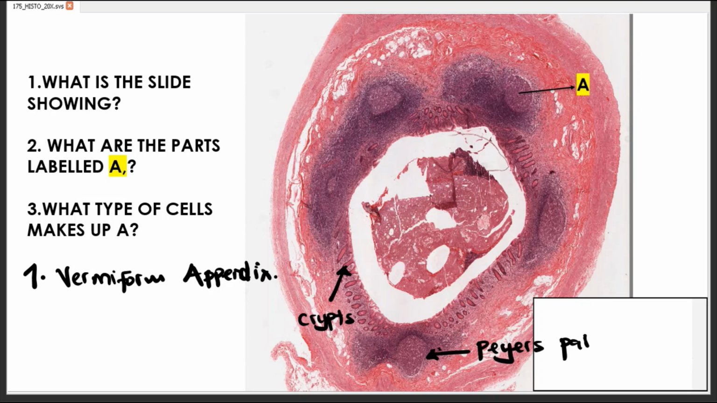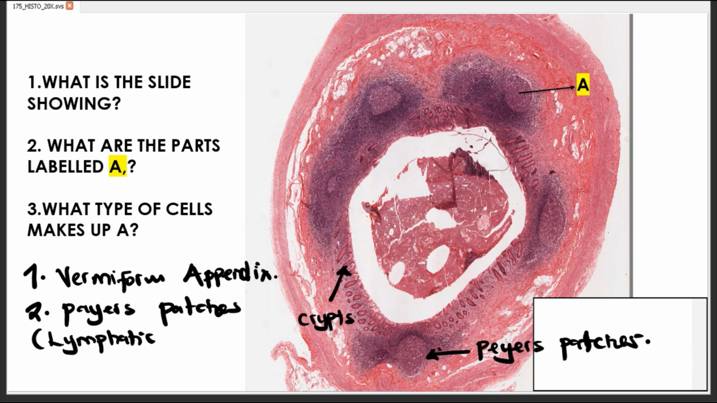Peyer's patches. The Peyer's patches are made up of lymphocytes. So what are the parts labeled A? Parts labeled A, these are the Peyer's patches. Or simply you can say these are lymphatic nodules. What type of cells are in the Peyer's patches? The lymphocytes. Abundantly, the T lymphocytes. Okay.